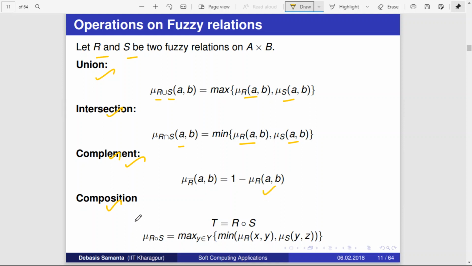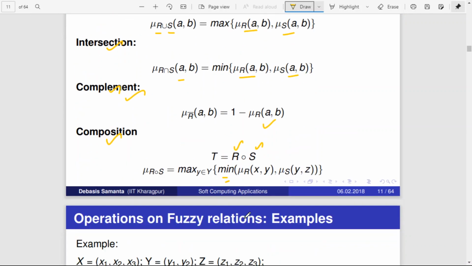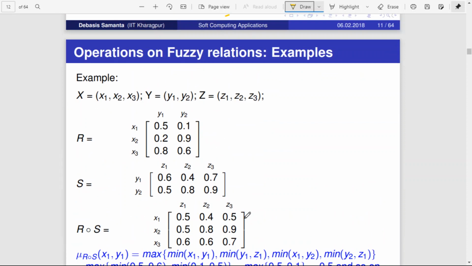And the composition of two relations R and S, which can be called T, is represented the same way. It is the max of the minimum of the relations R and S. Let us discuss all these things with an example.